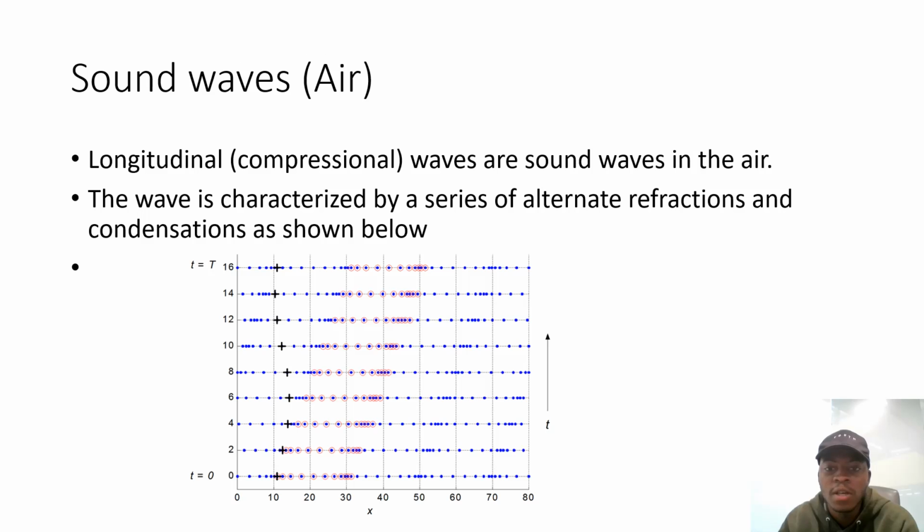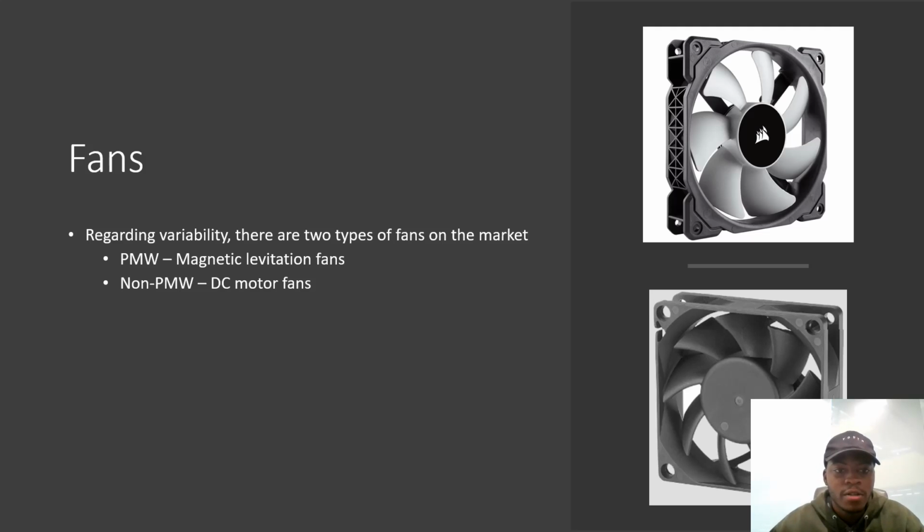Longitudinal sound waves are sound waves in the air. The wave is characterized by a series of alternate rarefactions and condensations as shown. Regarding variability, there are two types of fans on the market, PWMs and non-PWMs.